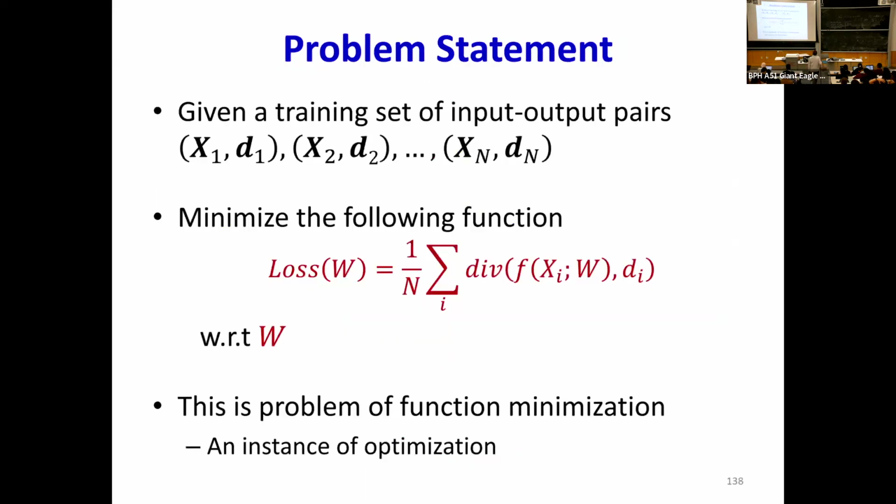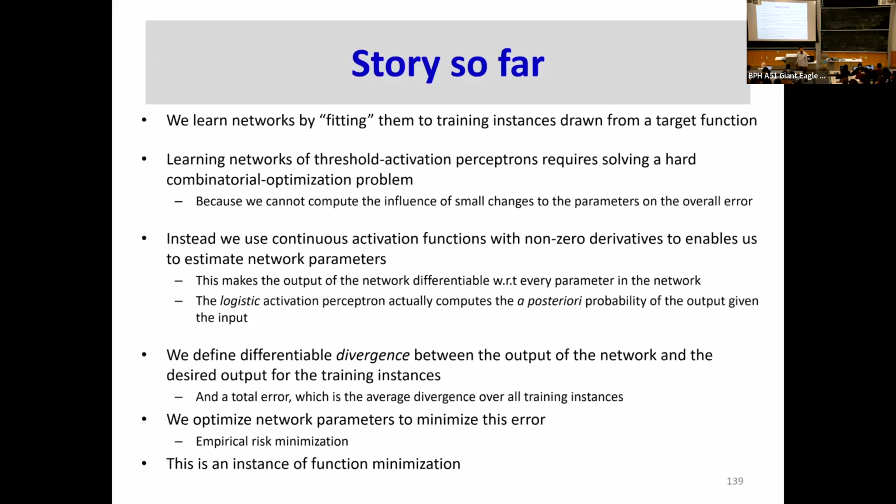And so this is the overall problem statement we end up with. You're given a collection of input-output training pairs, and you compute the average divergence over the entire training set, which is your loss. And you minimize this with respect to W. This is a problem of function minimization. We will go over this in the next class.